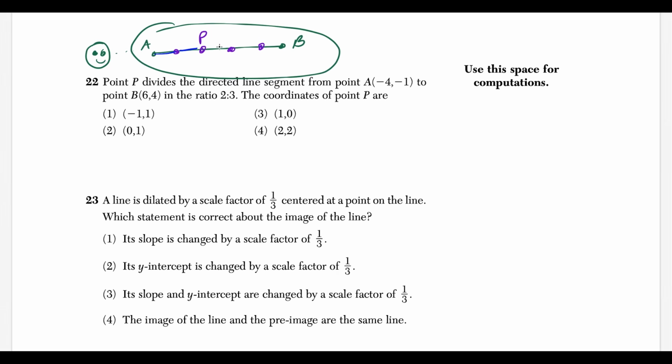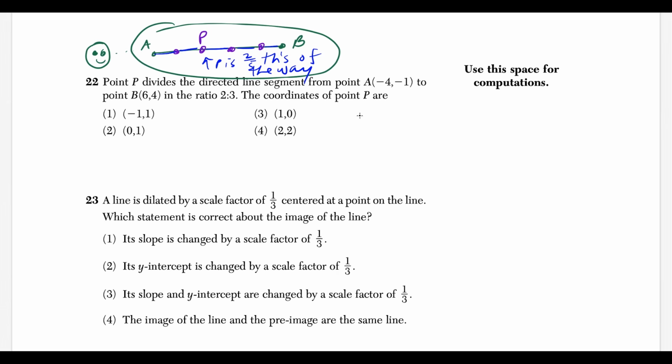So here's the 2 pieces, and there's the 3 after it. Now, the concept is, how I do this without a graph, is that we have to think that we're rising and running from A to B. So notice here that point P is 2/5 of the way from A to B. Okay, so point P is 2/5 of the way, because we broke this into 5 equal pieces. There's 2 before P and 3 after.